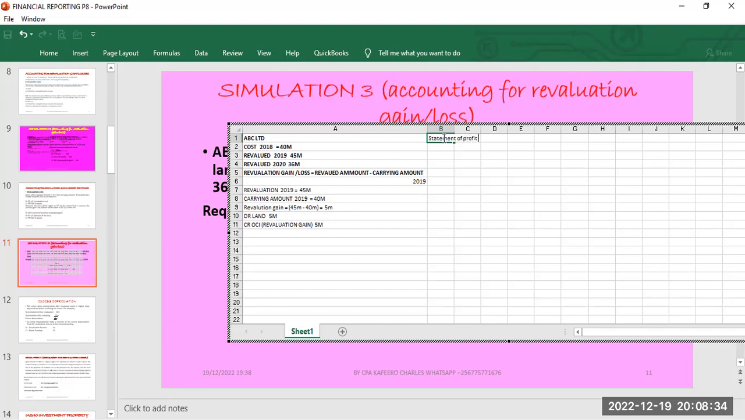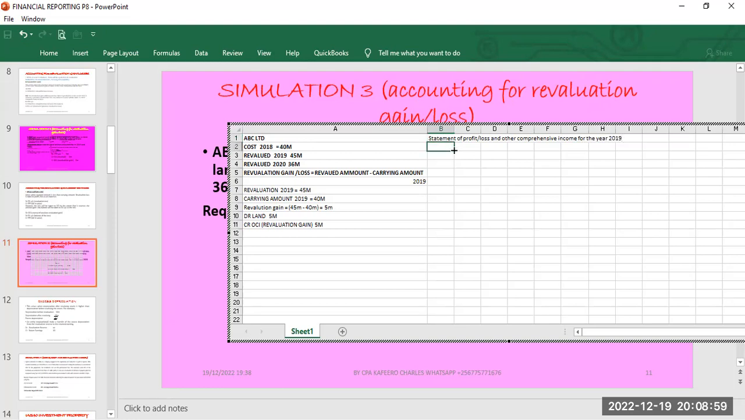Profit or loss and other comprehensive income for the year 2019.